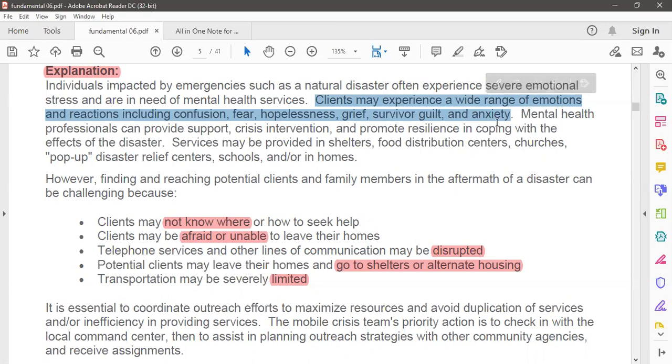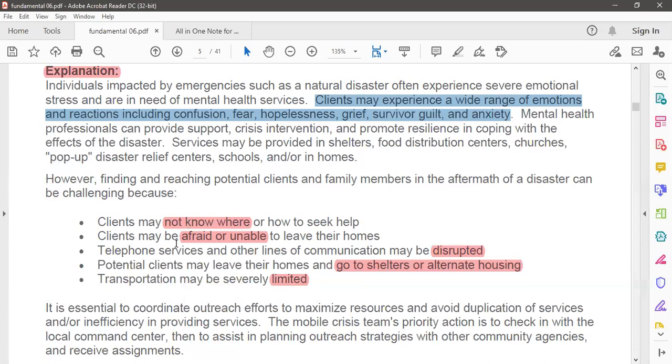It makes you anxious, stressed, fearful, confused. Mental health professionals can provide support, crisis intervention, and promote how to cope with the present environment or disaster. Services may be provided in a shelter, food distribution center, or a set-up disaster relief center, school, religious place, or in homes. However, finding and reaching potential clients and family members in the aftermath of a disaster can be challenging because the client may not know where or how to get help.